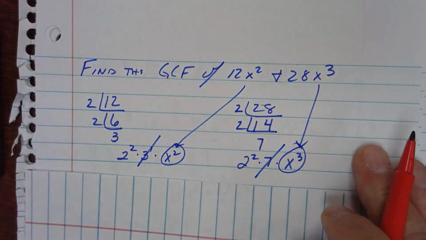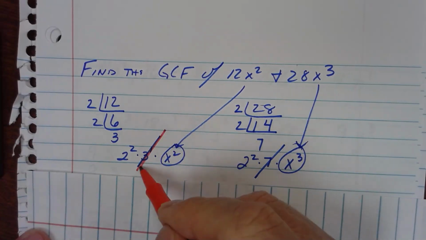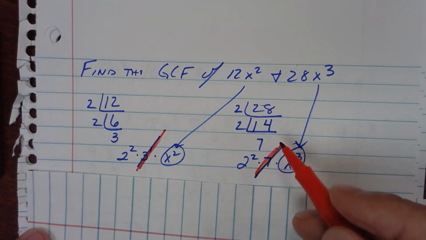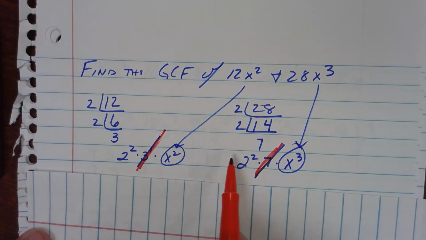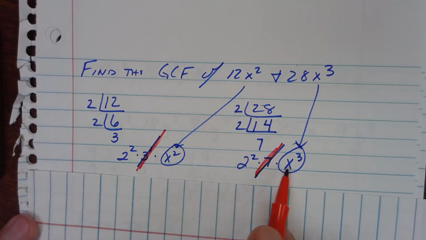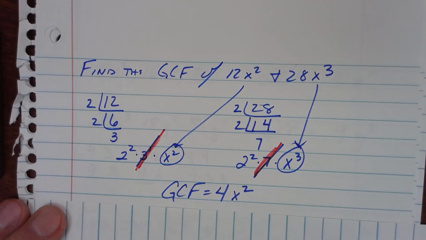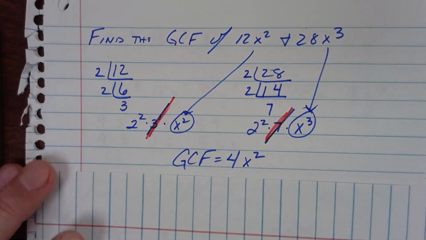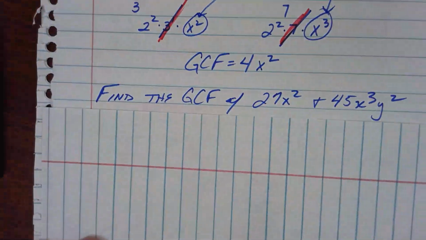If it's the greatest common factor, it's going to be factors that are in both listings. This 3 is not over here, and this 7 is not over here. Factors of 2 squared are in both places, and then I have to evaluate x squared and x cubed, having 3 x's here and 2 x's here. They both have at least 2 x's. So 4x squared is the greatest common factor. And again, we just pile on with more stuff.